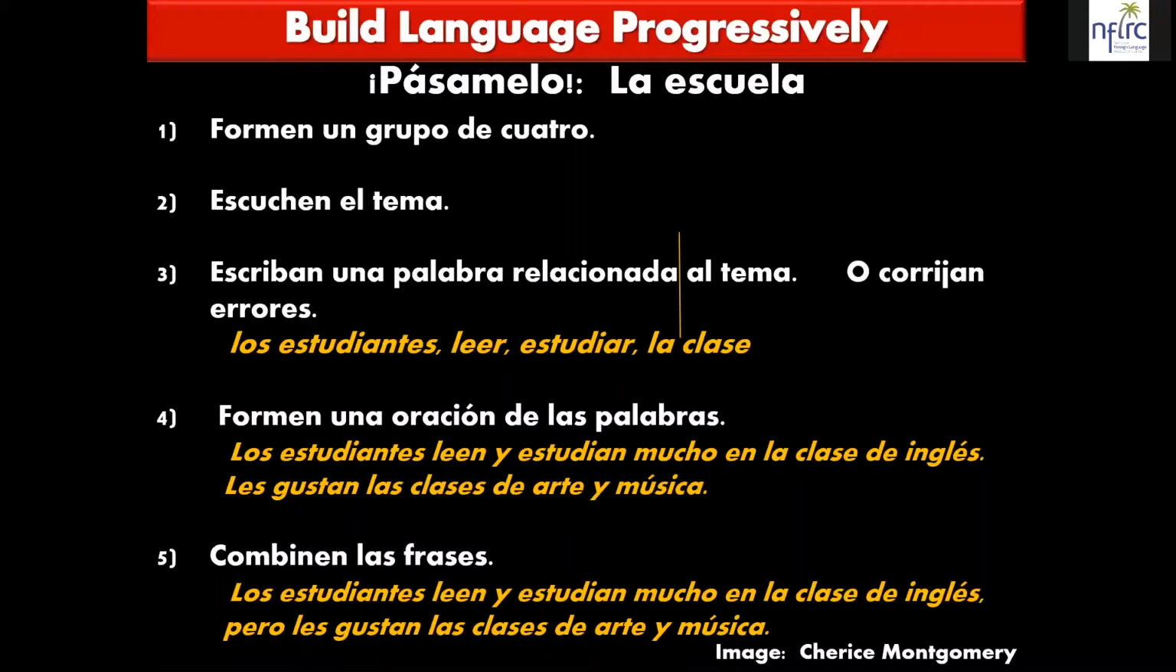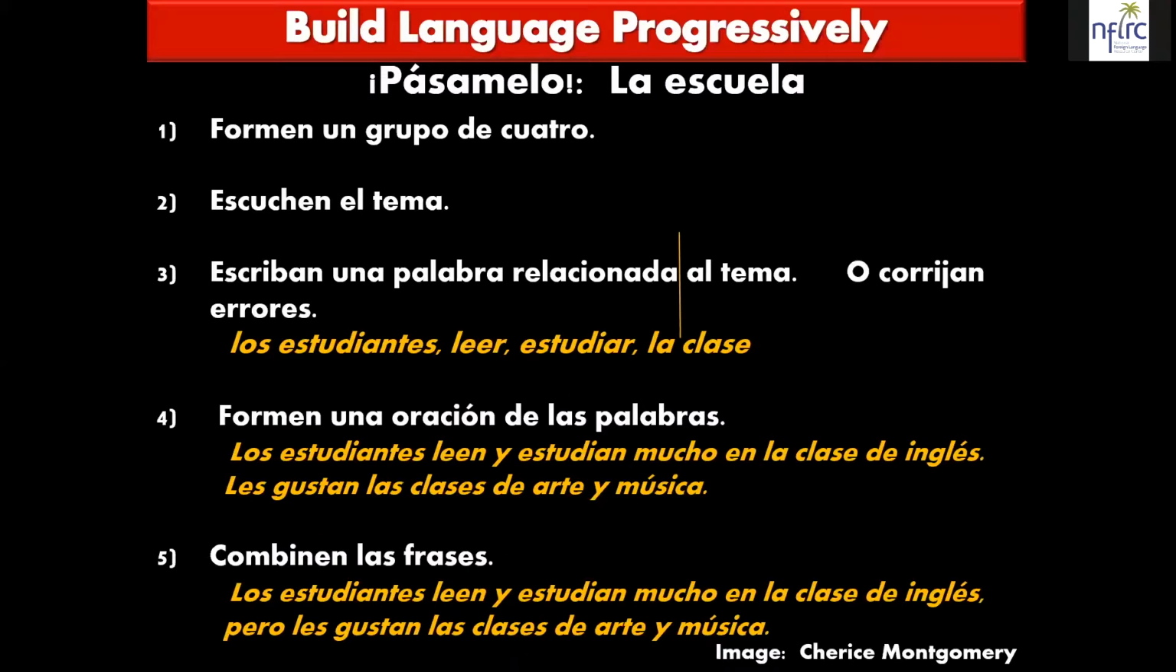I might want to think about ways that I can build language progressively. So maybe I'm going to form a group of 4, listen to the topic, and then students are going to generate words related to the topic, or they can correct each other's errors. Then they're going to form a sentence based on those individual words. And then I'm going to start working on more complex sentence structure by asking them to combine the sentences. So this could be for any topic.